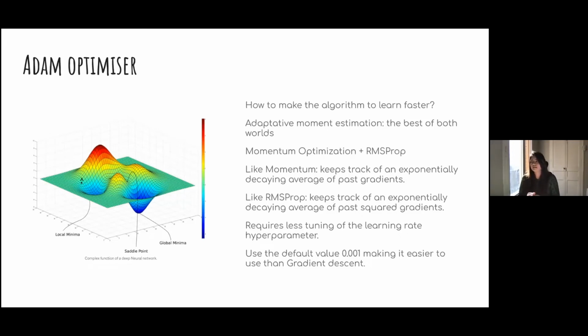Another advantage of this one is that it requires less tuning of the learning rate, because people say that the default value will be 0.001, and you're going to start with that one and then you can increase it. But because it's adapting this learning rate, at the end it should be enough.